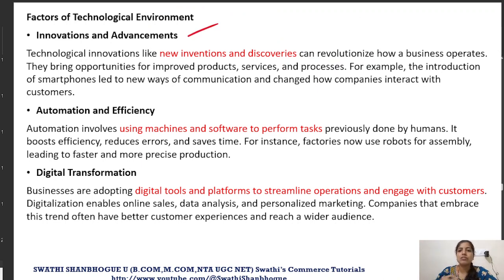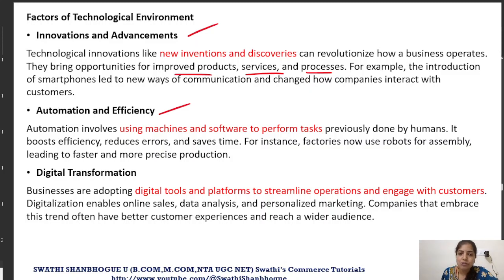Innovation speaks about the discoveries which are revolutionizing business operations, where better opportunities are given for companies in order to improve the products, improve the services, or improve the process as well. Then we can see automation and efficiency, where machines are automated and software is upgraded in order to perform certain tasks which could previously be done by humans, but have been replaced by machines.